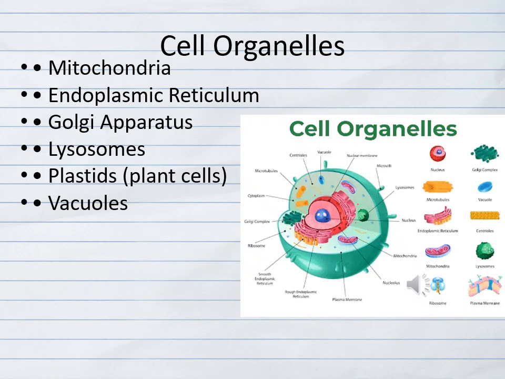Cell organelles. Cell organelles are tiny parts inside the cell that perform special jobs. Important organelles include mitochondria, endoplasmic reticulum, Golgi apparatus, lysosomes, plastids, and vacuoles.